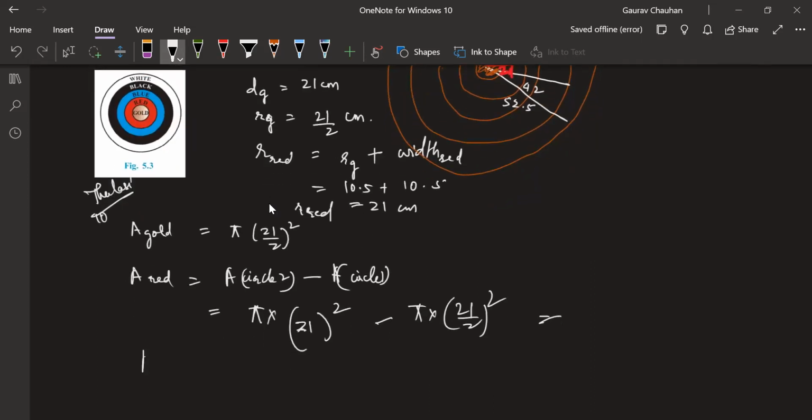How will you find the area of blue part then? Area of blue region will be found how? Can someone tell me? How will you find area of blue region? Yes, Hemanji. Area of circle 3, okay, minus area of circle 2. Think about it.